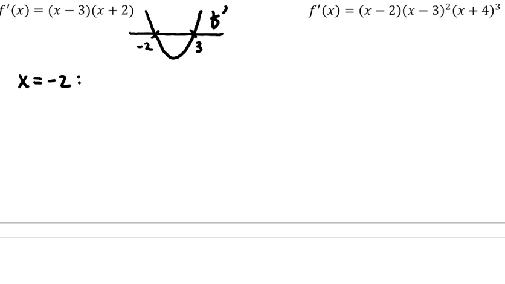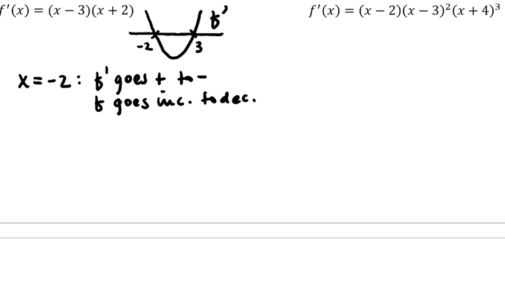I usually like to label that with which derivative I'm sketching, because starting next time we'll be looking at uses of the second derivative, and we'll be doing something very similar. So that's a thing that we'll need to do eventually. At x equals negative 2, f prime goes from positive to negative, meaning that f goes from increasing to decreasing, so we probably hit a maximum.